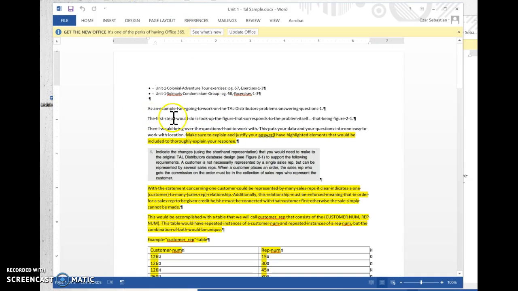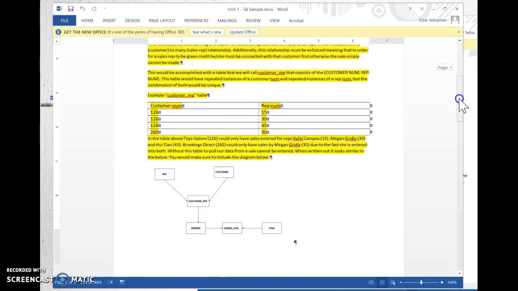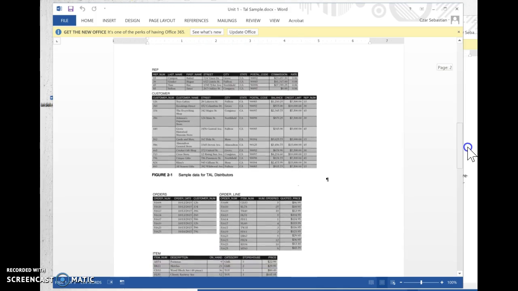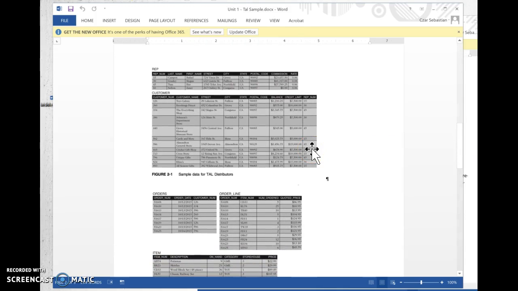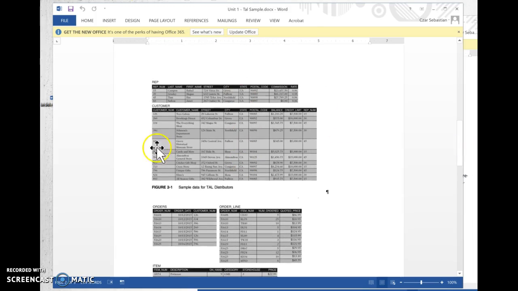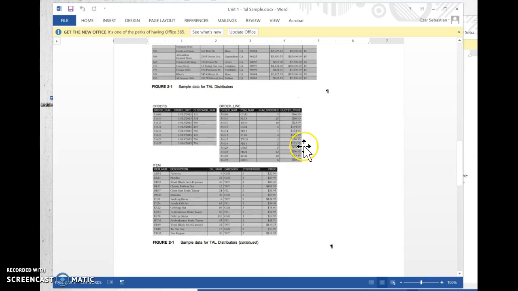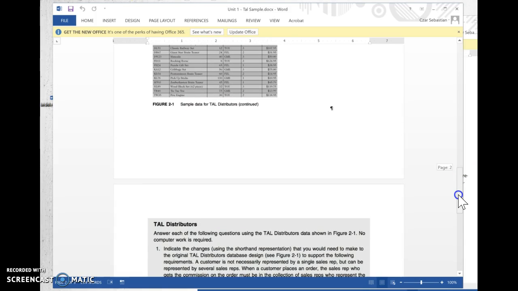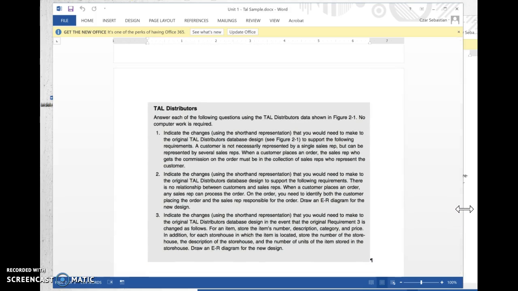So, as it says, the first step I would do is look up the figure that corresponds to the problem itself, that being figure 2-1. When you read the problems, it will specifically state what figure you're working with. Now, what I did is I used my snippet tool to grab all the elements of the figure that I needed so I could see the whole database. I could see the rep table, the customer table, the orders, the order line, and the items table. Then I took out a group of the questions themselves and snipped a bit of that.